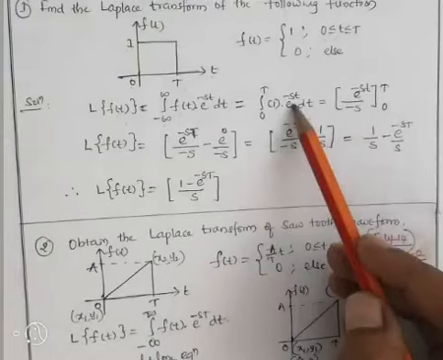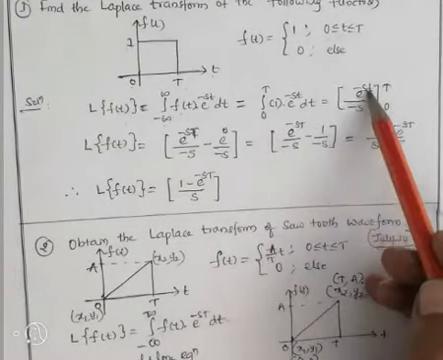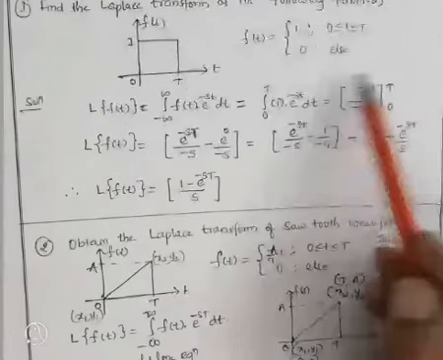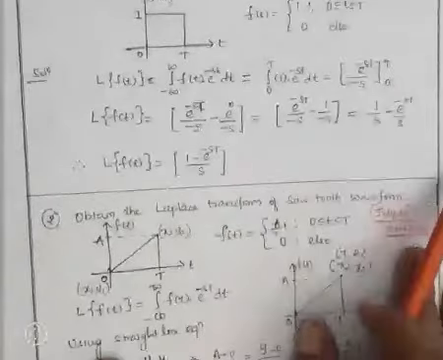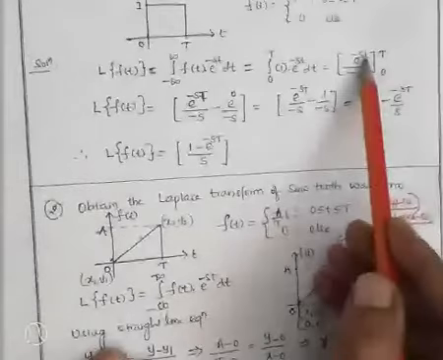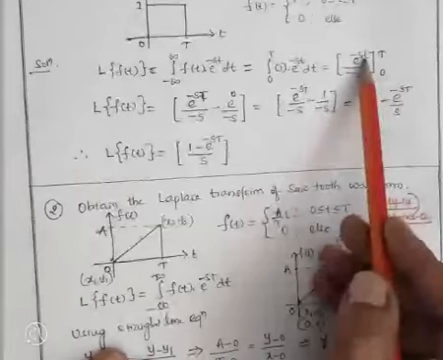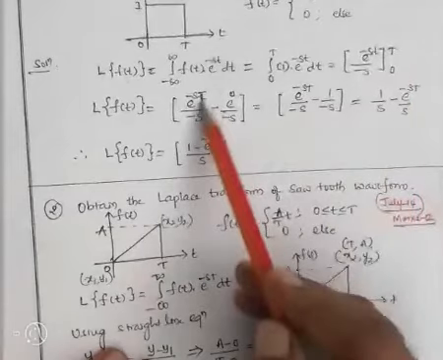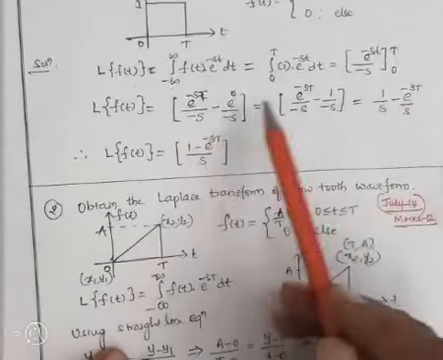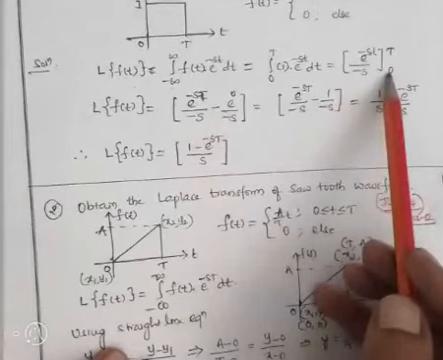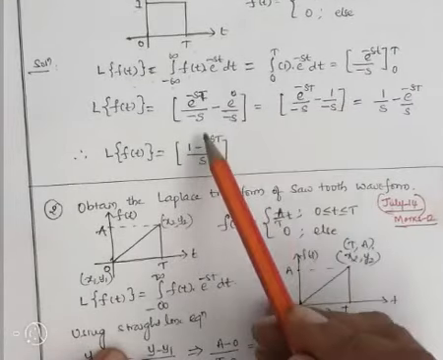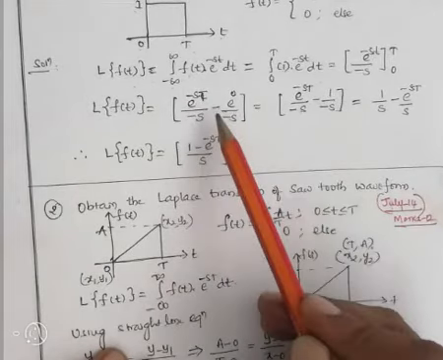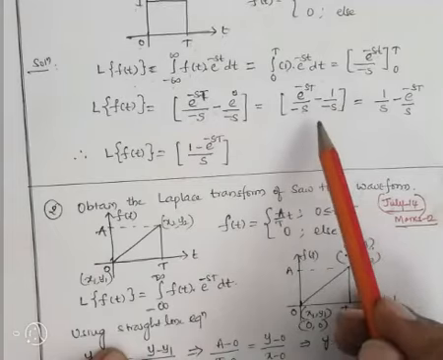Integration of e to the power minus st gives e to the power minus st divided by minus s, with limits 0 to T. Next, for the simplification, wherever t is there, substitute the upper and lower limits. First, the upper limit: t equal to capital T, e to the power minus sT divided by minus s, minus, of, in place of t I write 0, e to the power 0 divided by minus s.